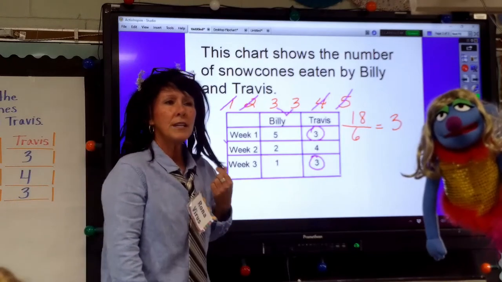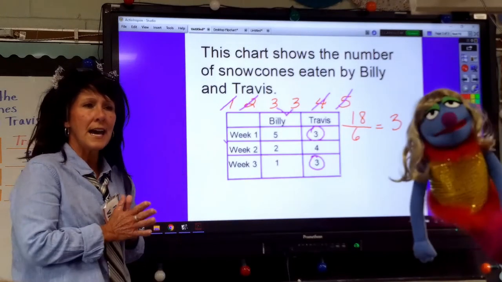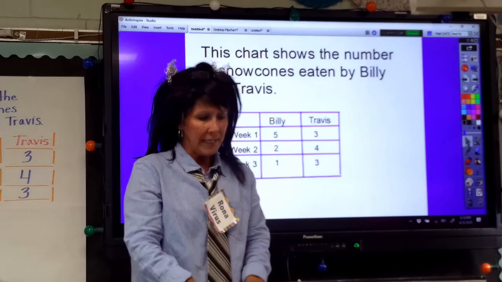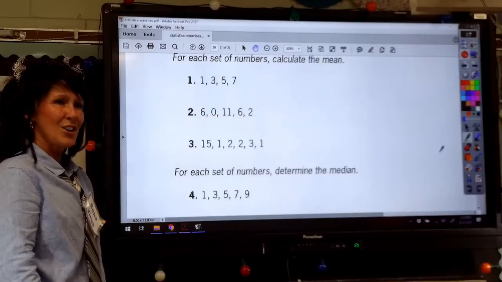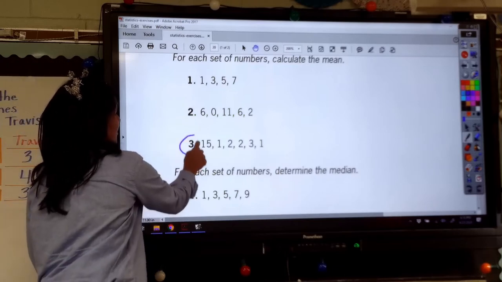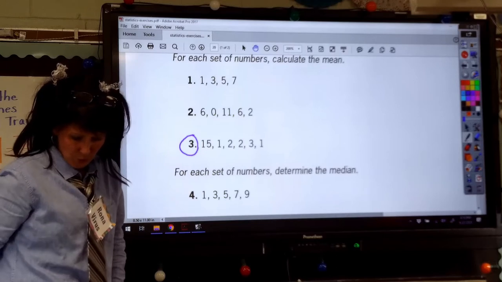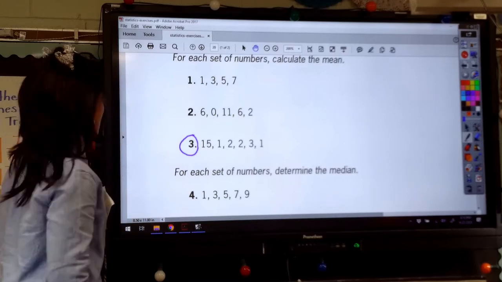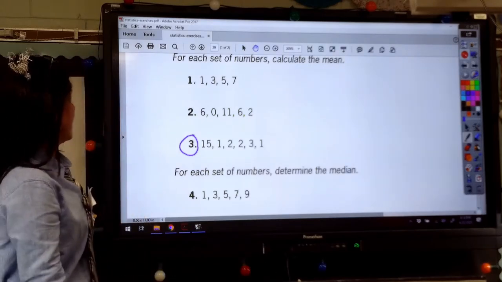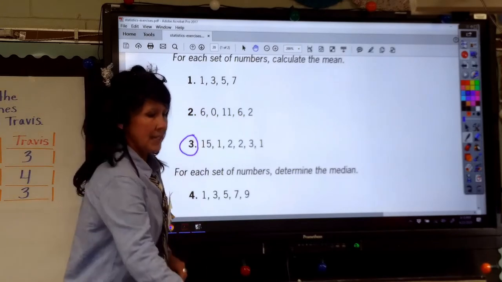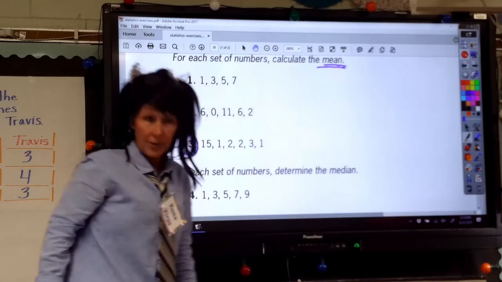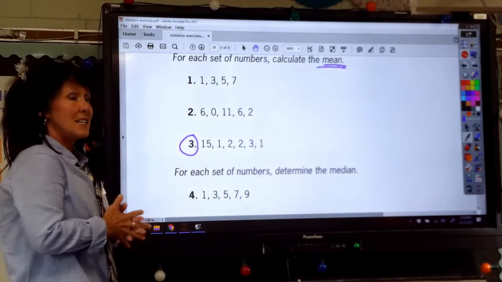All right. If you would, you should have a handout that's got some sample problems on mean, median, and mode. Everybody good? Okay, I want everybody to put your finger on number 3, please. Let's make sure we're all at the right spot. The directions ask us, for each set of numbers, calculate the mean. Okay, there's your key word. And again, remember, mean is the average.